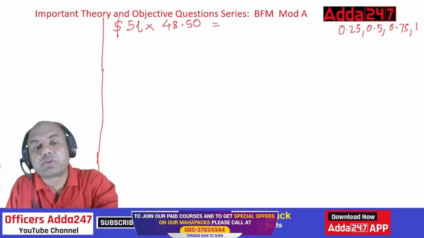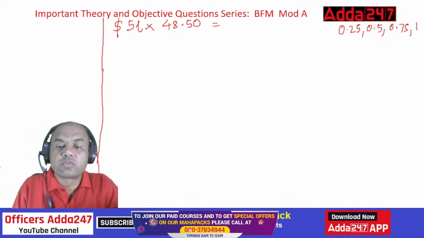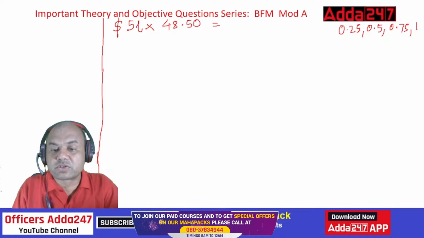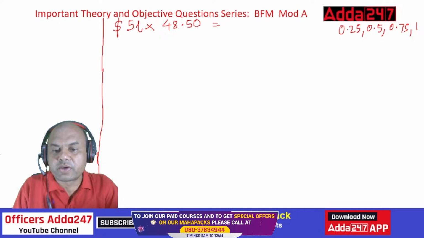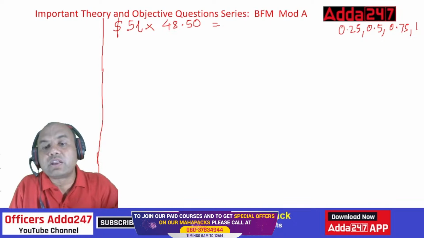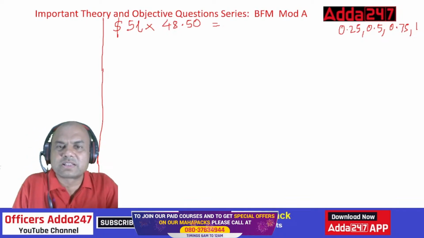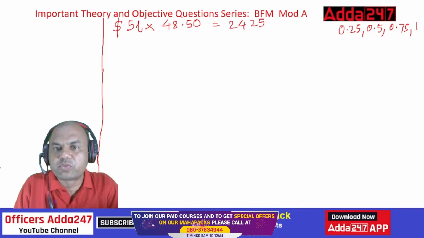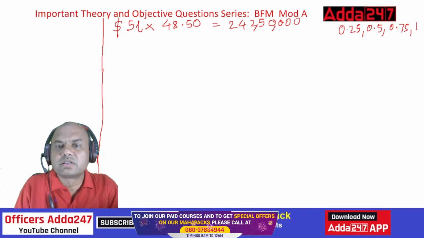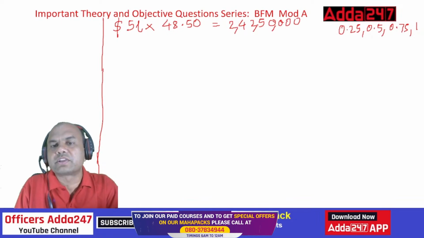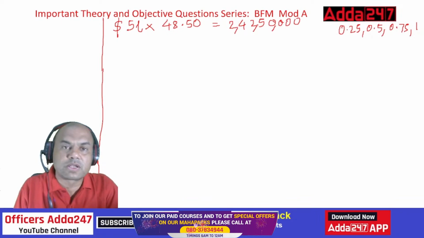So now multiply this and get the answer. 5 lakhs into 48.50. What is the answer you are getting? 5 lakhs means 5 and 5 zeros, into 48.50. So it is 24, 25 and 4 zeros. Means 2 crores. Now crores is very difficult. 24, 25 and 4 zeros. So this is 2 crore 42 lakhs 50,000. This is the amount to be given to the client.